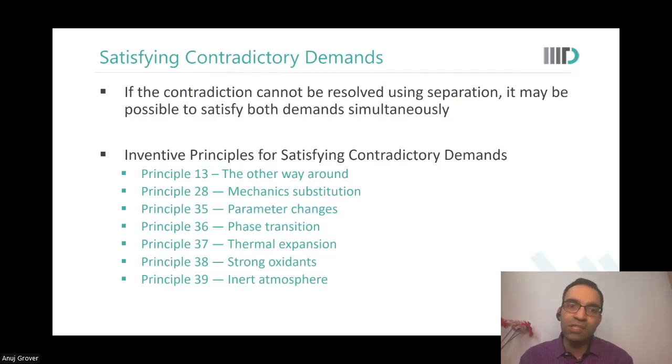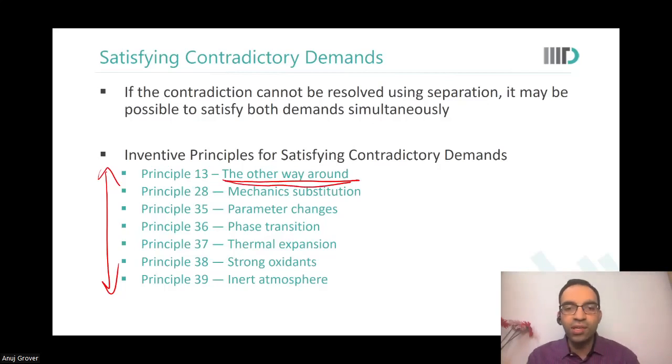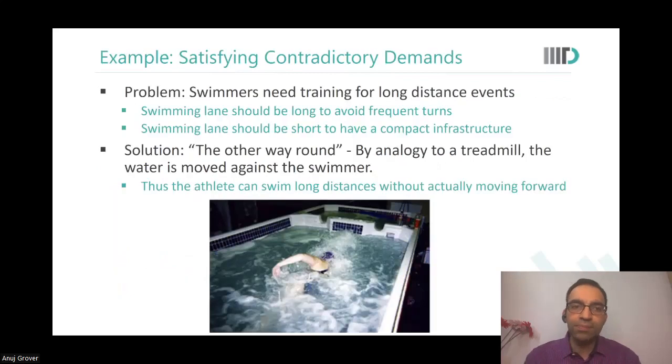Now let us see which principles are used. If that is what you want to do, then you can use any of these principles. The other way around is one of the most powerful principles that I personally have come across. If I have to think the other way around, it really breaks my psychological inertia big time. So you look at these inventive principles to be able to solve the problem. Let's look at an example.